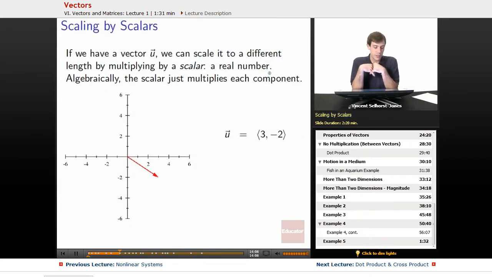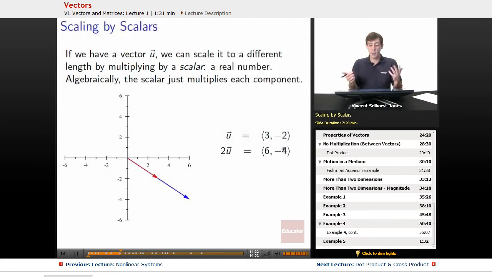Scaling by scalars. If we have a vector u, we can scale it to a different length by multiplying by a scalar, a real number. So a scalar is just some number. It's not a vector, it's just an actual real number. Algebraically, the scalar just winds up multiplying each component. So let's say we start off with this red vector on our picture, which is u equals 3 comma negative 2. We can scale this by just multiplying it by some number.